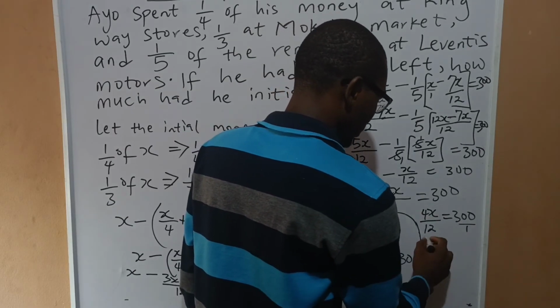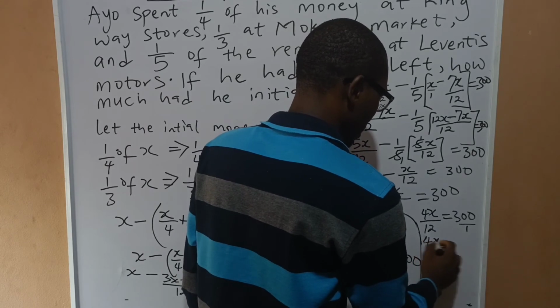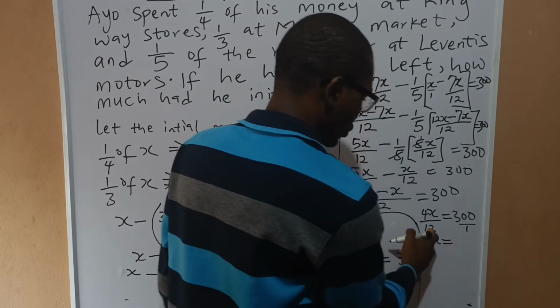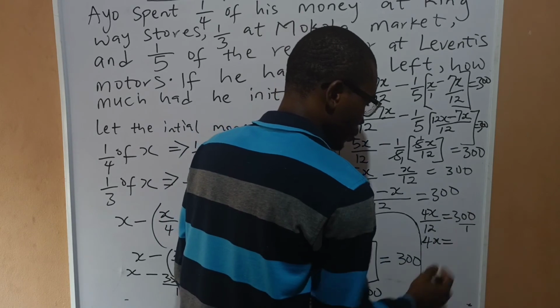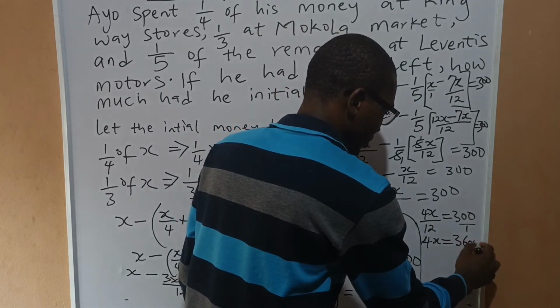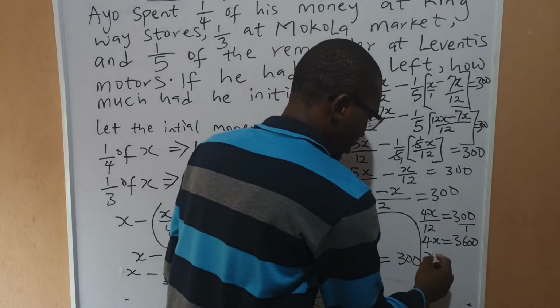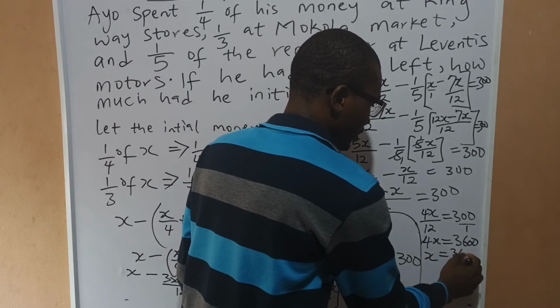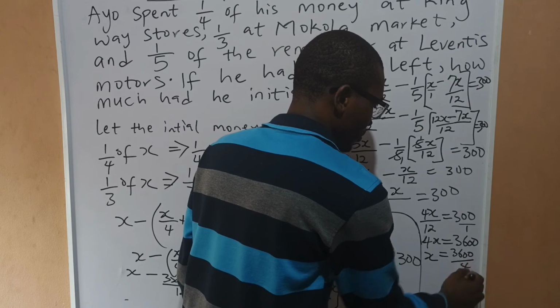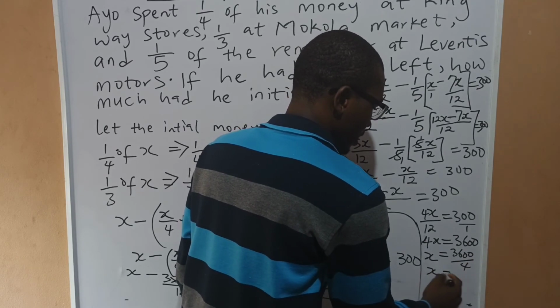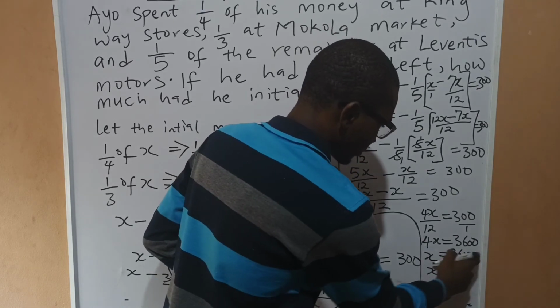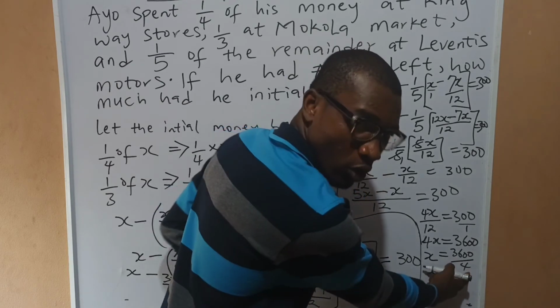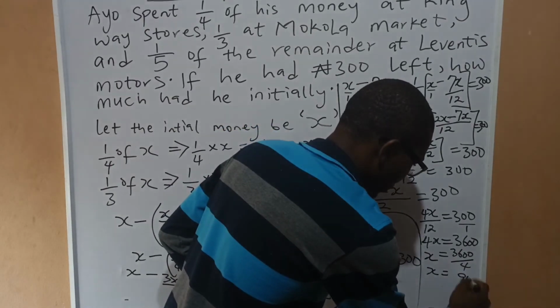Then remember, 300 is the same as 300 over 1, such that when we cross multiply, 4x multiplied by 1 will still give us 4x, and that is equal to 12 multiplied by 300, which will now give us 3,600. And dividing both sides of the equation by 4, we have that x is equal to 3,600 divided by 4. And automatically x is equal to 900.